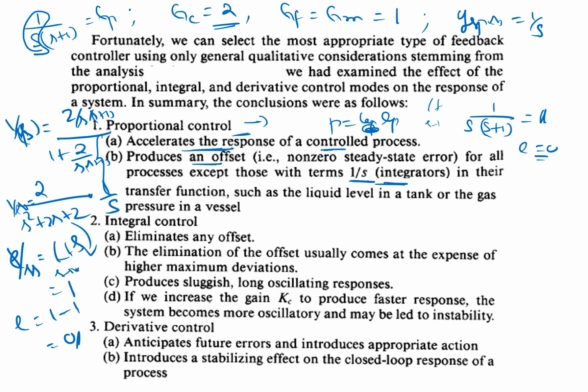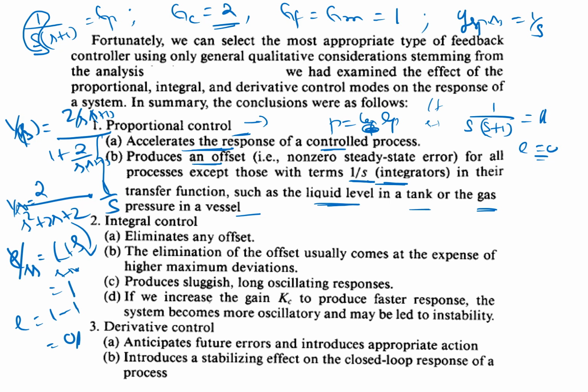So you can use a proportional controller. The plus is that it accelerates the response, and if your system has an integrator, then the offset is 0. If your system does not have an integrator, then you can choose a system like liquid level. So the conclusion is: a proportional controller should be chosen for liquid level in a tank or gas pressure in a simple vessel, or where the system has integrators.